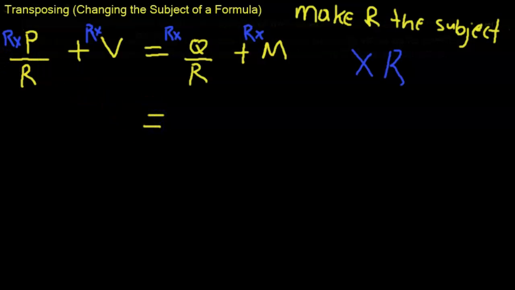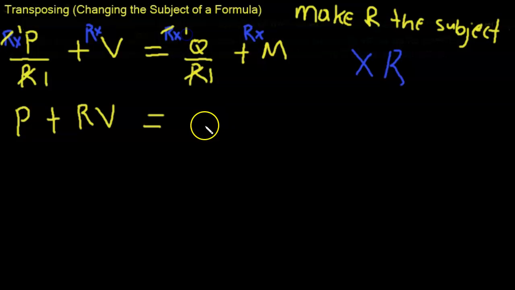And here's the very reason why we did that. R into itself is 1, R into itself. Alright, so we end up with just P here. And R times V is RV. And R times Q over R, so R into itself is 1, we have just 1Q, which is just Q, plus R times M, that's RM.